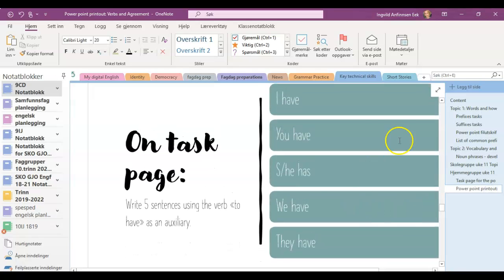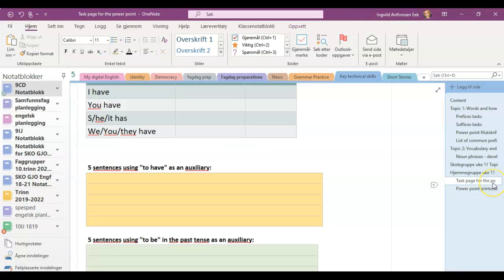Use all of these, like I have, you have, she has, we have, they have. You can also use the past tense. So you make up sentences, and all of the 5 sentences need to have "have" in it. Okay? Pause the film. Work on the task.